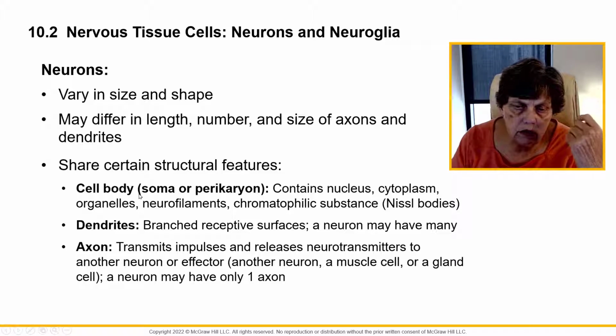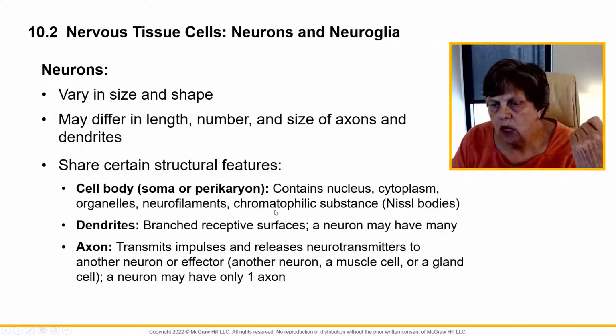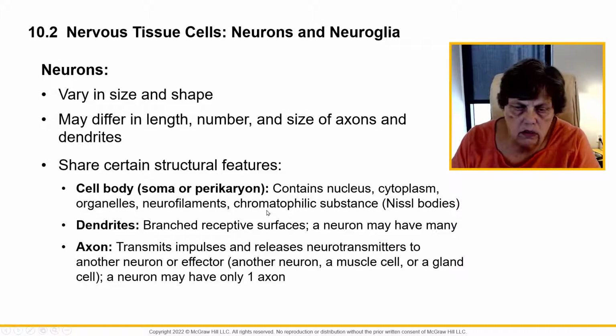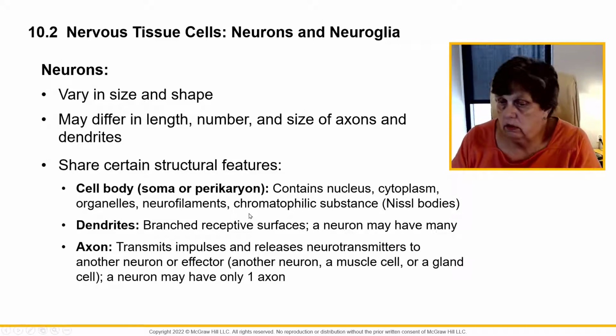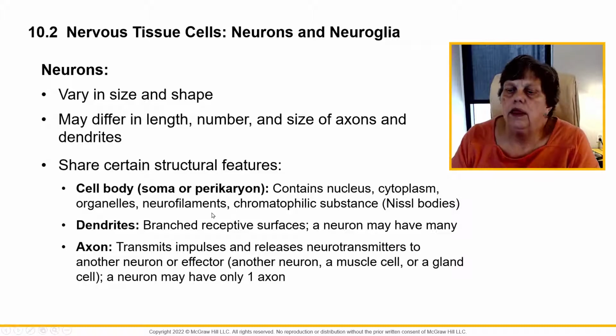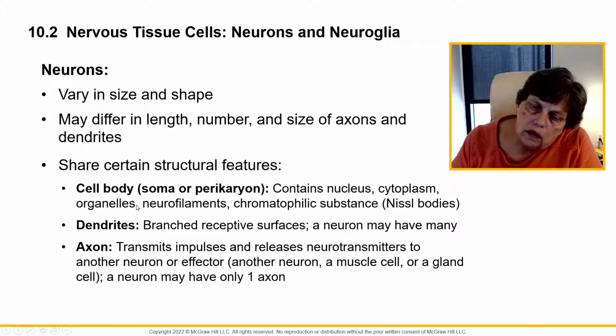They're all going to share these features called the soma, or the cell body. And that cell body is going to basically look like a regular cell. You're going to have a nucleus, a cytoplasm, organelles, Golgi bodies, mitochondria, just like you were looking at a cell. There are going to be some chromatophilic substances called Nissl bodies. We'll talk about that. But the structure of that cell body is basically the same, just like a regular cell.